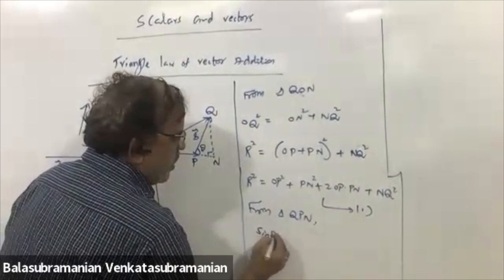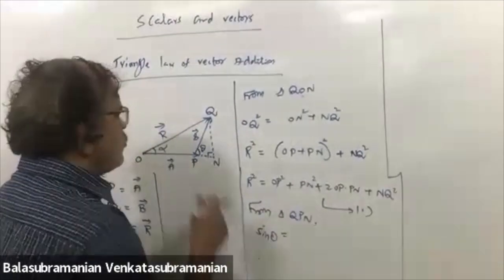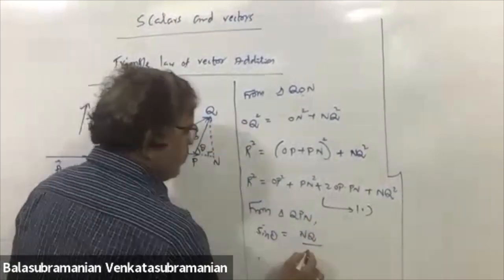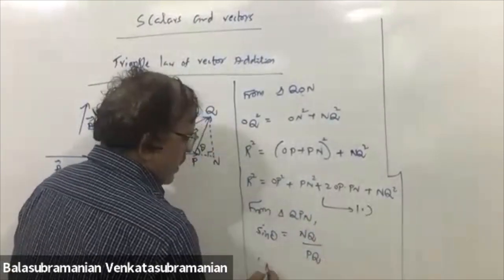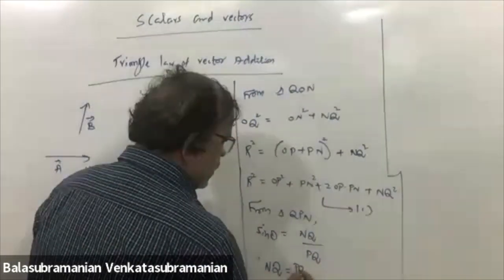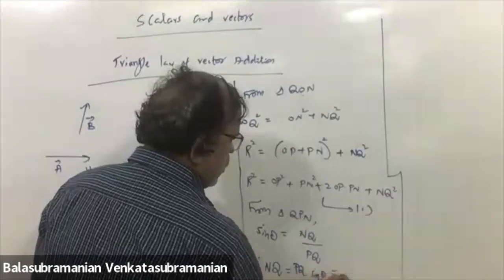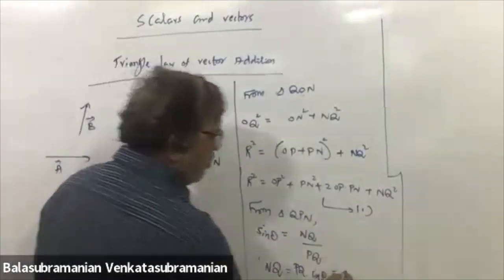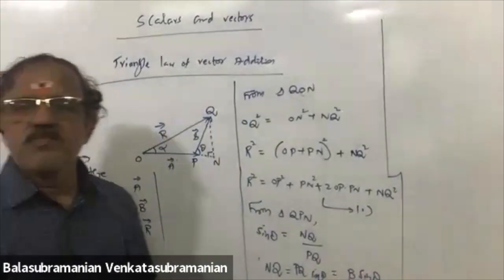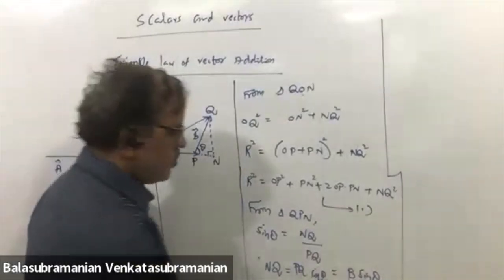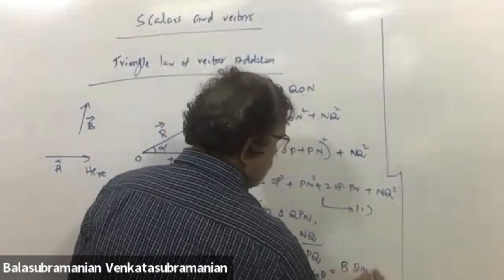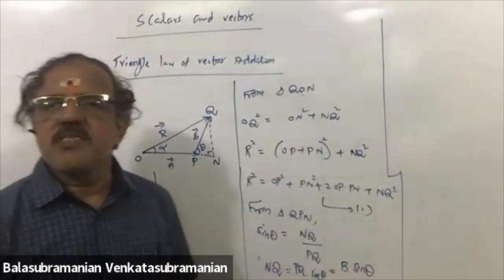Calculate sin theta. Opposite by hypotenuse. Opposite is NQ. Hypotenuse is PQ. So NQ is equal to PQ sin theta. PQ is nothing but B, so NQ is B sin theta.